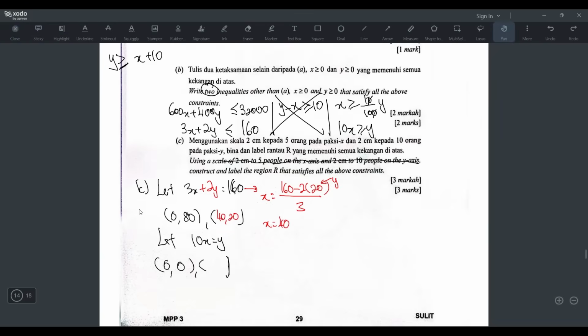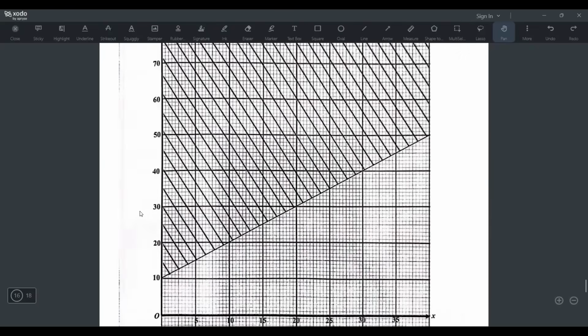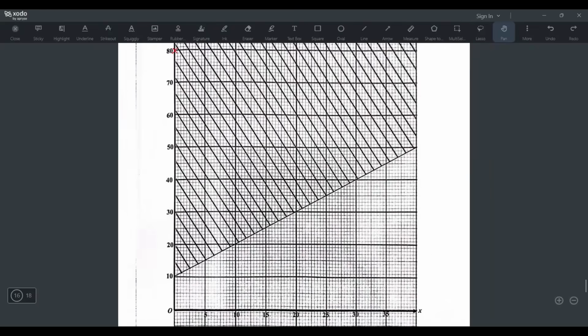So it's 40, 20, not 20, 40. Sometimes students also get careless here. Oh wait, there's no 40. Okay, actually can, because here is 35, so 40 is here.